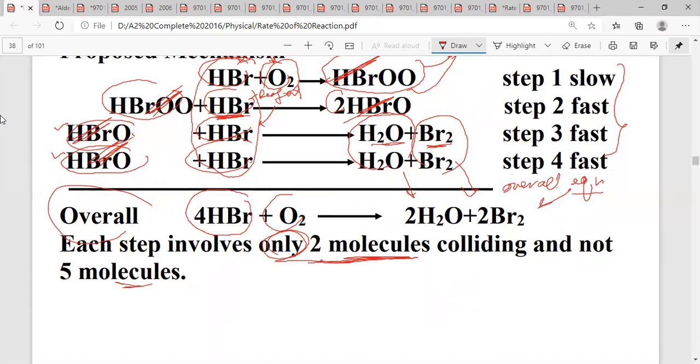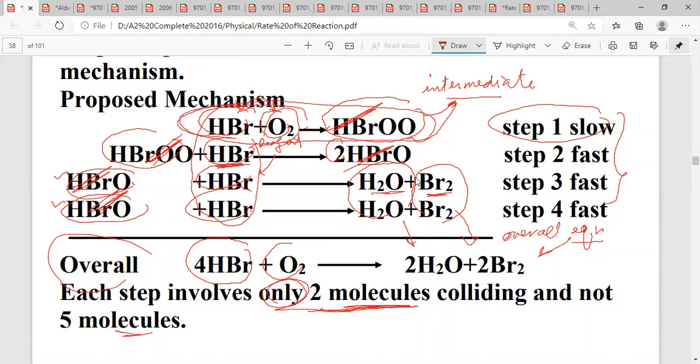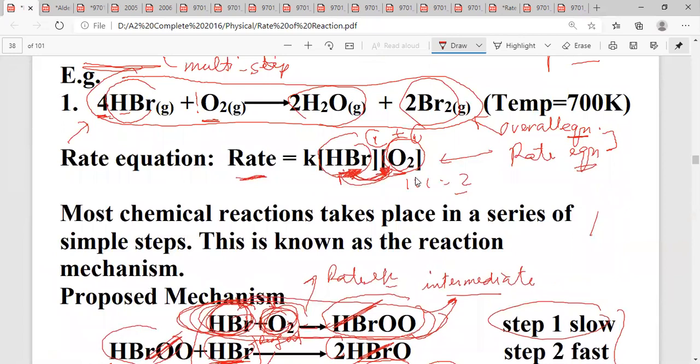Now this is an example. There are 4 steps here. And why is the first one the slowest? Because this one becomes the elementary reaction. That means the first step here is the slowest. Why? Because these 2 reagents here are found in the rate equation. See now? I put it in blue color.